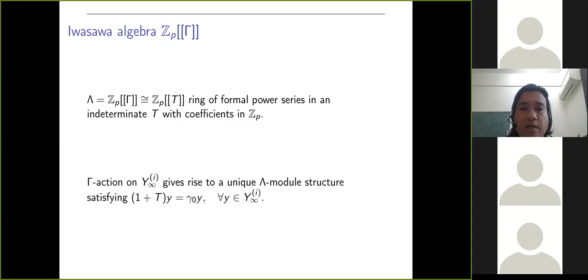And then how does gamma act? In relation to what T does on elements of Y infinity, the i-th component is given by this equality. We say that 1 plus T acting on y is given by the action of gamma naught on y. Gamma naught is a topological generator of gamma. All right. So now what?